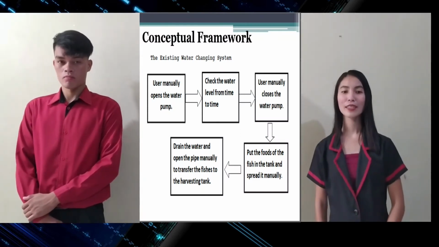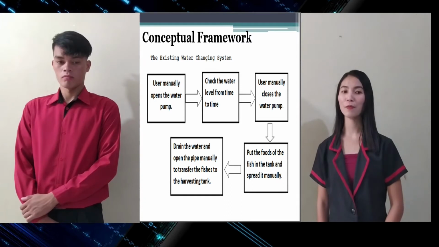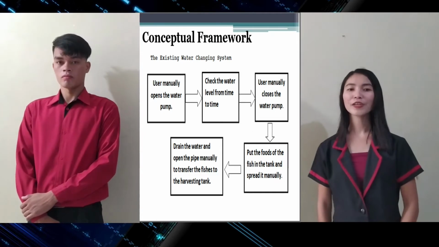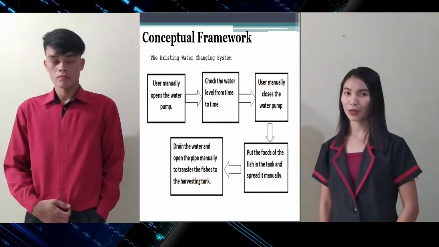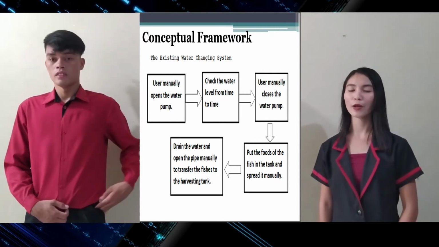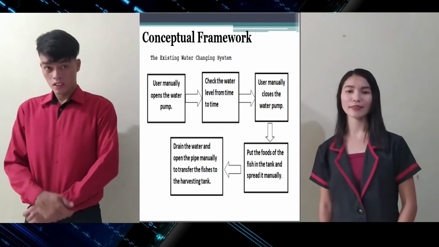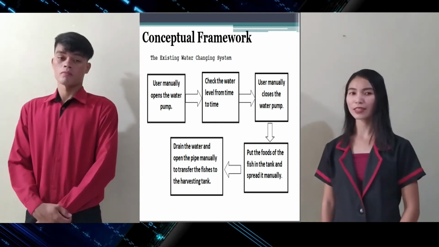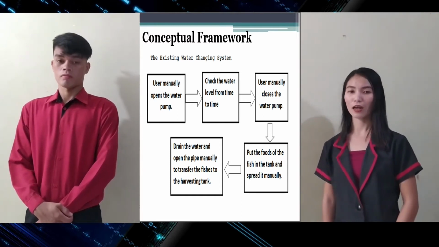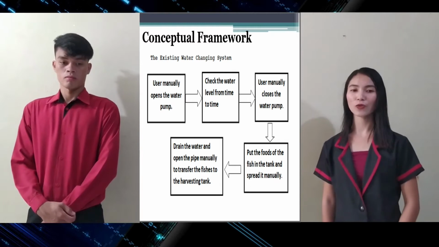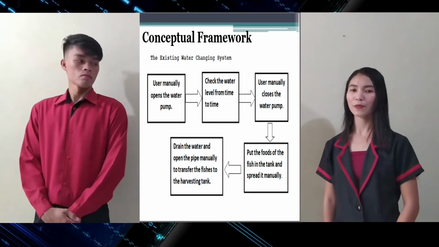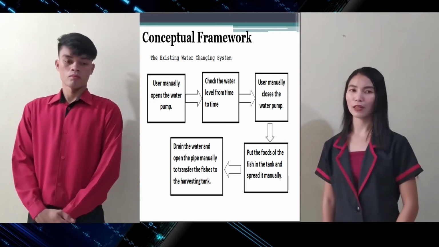Conceptual framework. This section will serve as a guide in the development of an automated system for fish hatchery operations. Figure 1, the existing fish hatchery operations. This figure shows the process of the existing fish hatchery operation system. It is manually operated. The fish hatchery operation system uses the traditional way of changing water in the hatchery tank, feeding fish and harvesting it, where the water pump is manually opened and closed, and the opening of the pipe through the harvesting tank is manual.